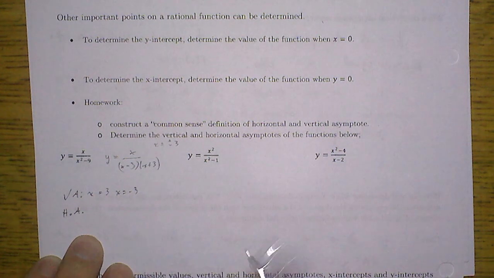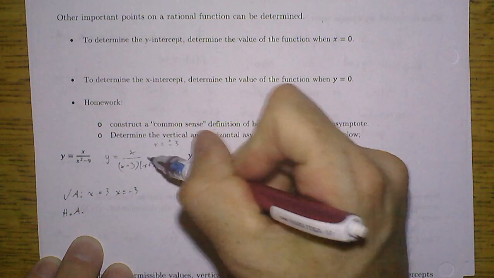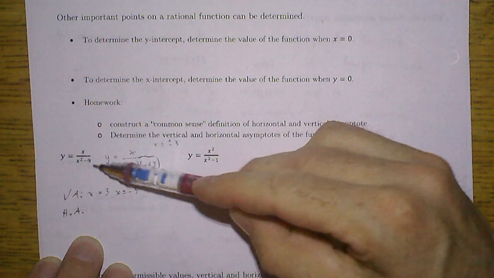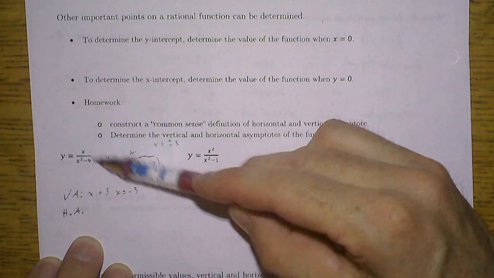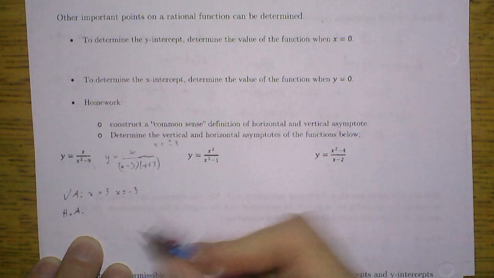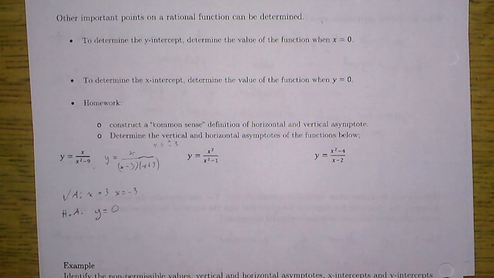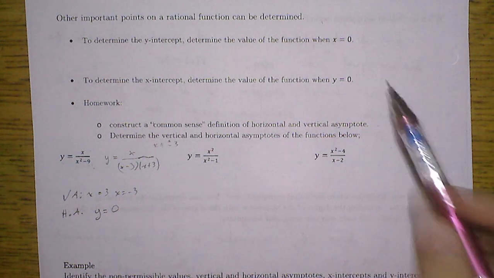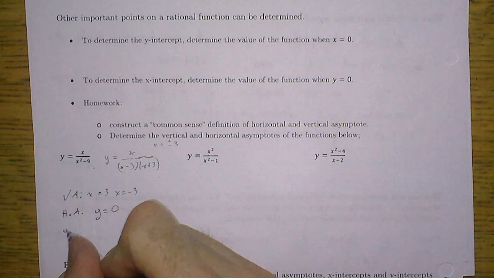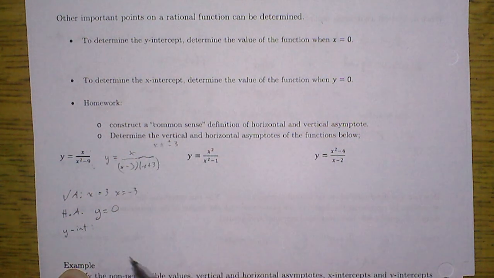My horizontal asymptote is going to compare the degree of the numerator to the degree of the denominator. So what we see is the degree of the numerator is 1, the degree of the denominator is 2. So under that condition, we have a horizontal asymptote of y is equal to 0. To get my y-intercept, I simply let x is equal to 0. So if x is equal to 0, what I would get is my y-intercept is equal to 0.